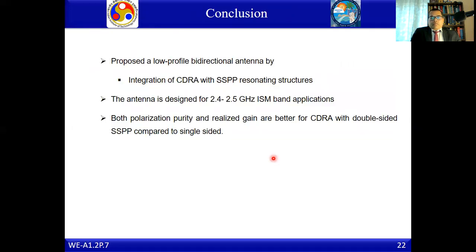To conclude, we have proposed a low profile directional antenna, which is an outcome of the cylindrical ring DRA and the cylindrical SSB structure. Our antenna is designed for operation around 2.4 to 2.5 GHz, which is suitable for ISM band applications. We have also observed that when we place the double-sided SSB structure in the near field of the cylindrical ring DRA, there is an improvement in the cross-polarization level, as well as the realized gain of the antenna.